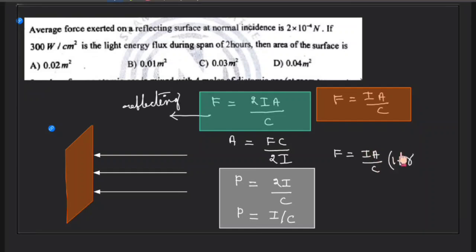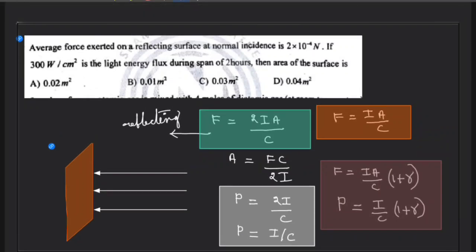If it is pressure, you could say I by C into 1 plus R. So these are the formulas that you have to keep in mind. If it is neither completely absorbing nor completely reflecting, you need to keep these formulas in mind, right?